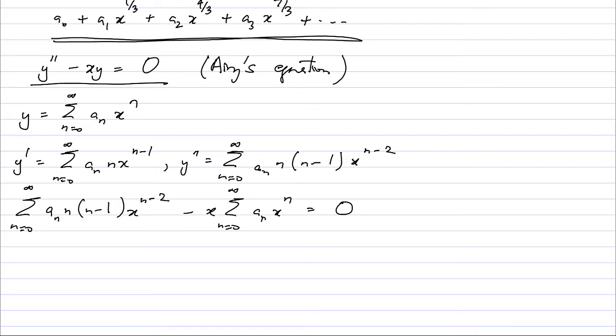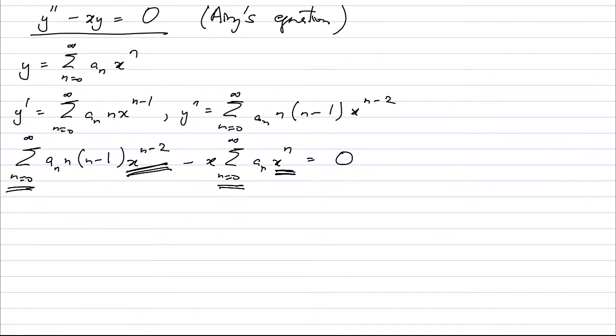And now I want to combine this into a single sum, but I have to make sure of two things. First, the index starts from the same value. In this sum you have the sum starting from n equal to 0, and in this sum also starting from n equal to 0. The second thing I need to make sure is that you have x raised to power n appearing in both sums. Over here you have x raised to power n, but over here you have x raised to power n minus 2. So I have to guarantee these two things before I can combine these two sums into a single sum. Let's see how that works out.